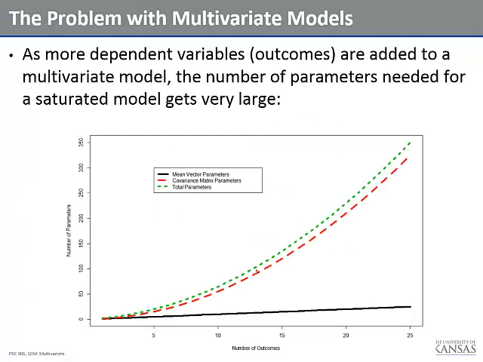And here's why. So that was 2 variables. We had 5 terms. This is a plot where the x-axis is the number of outcomes, the number of dependent variables in one of these multivariate models. Conditional MVN. Take a look at what happens. On the y-axis is the number of things that the program has to estimate.